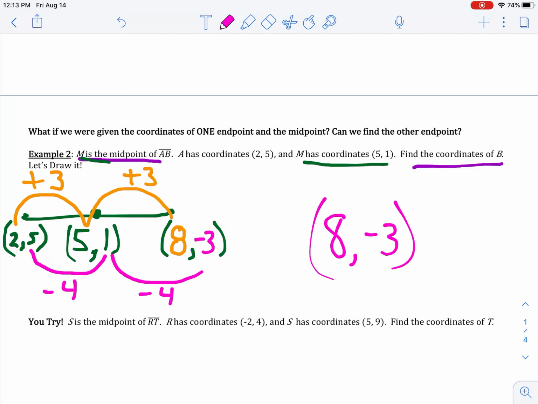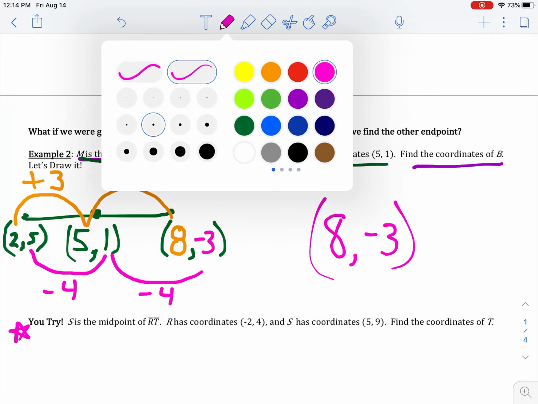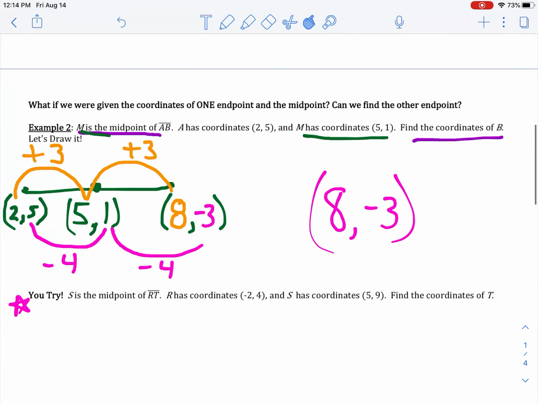Now we can check this. If I add the two endpoints and divide by 2, I should land back at the midpoint. All right, so again, the key here is you've got to see the difference between the questions. Example 1 said find the midpoint. Example 2 says M is the midpoint. We're going to give you this one to try, and then we can compare it when we see you on the Zoom, and we'll discuss it in class and see how you did.